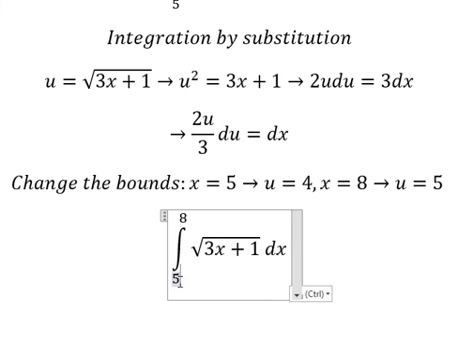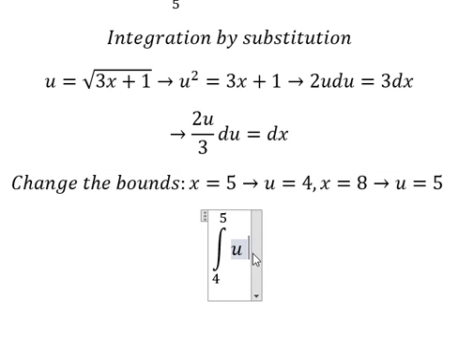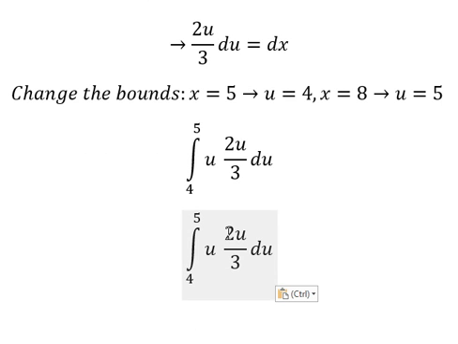Number 5 we change to number 4. Number 8 we change to number 5. The square root we change to u. The x we change to this one. So I will put number 2 and number 3 outside.